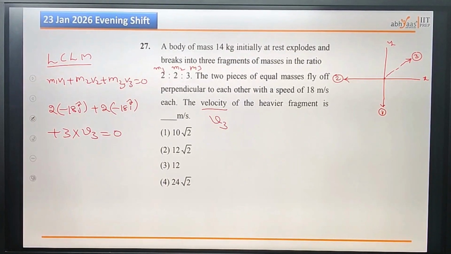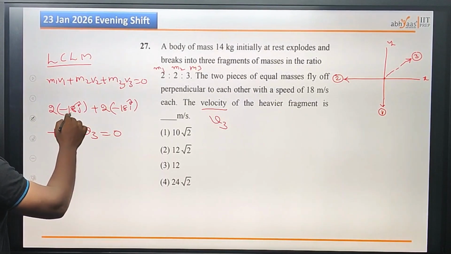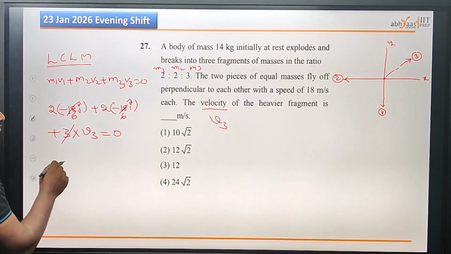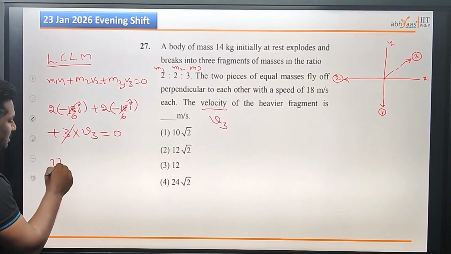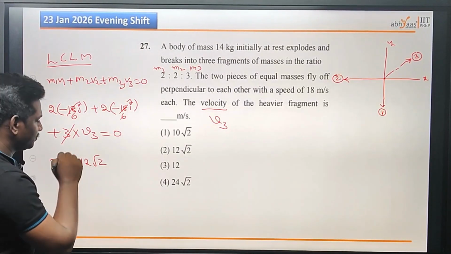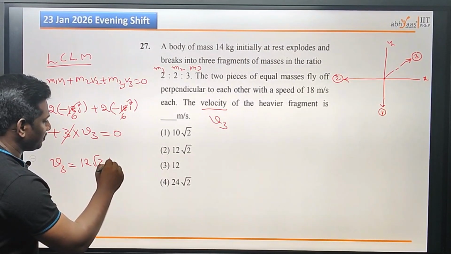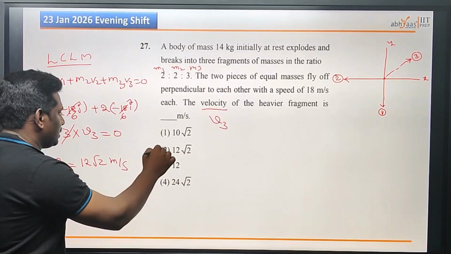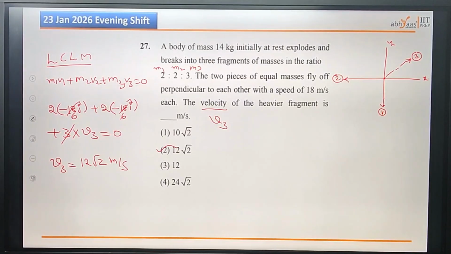Okay. If you cancel this 3, you will get a 6 here and a 6 here. After solving this, you will get velocity V3 equal to 12 root 2 meter per second. What is the answer here? Option 2 is the right answer.